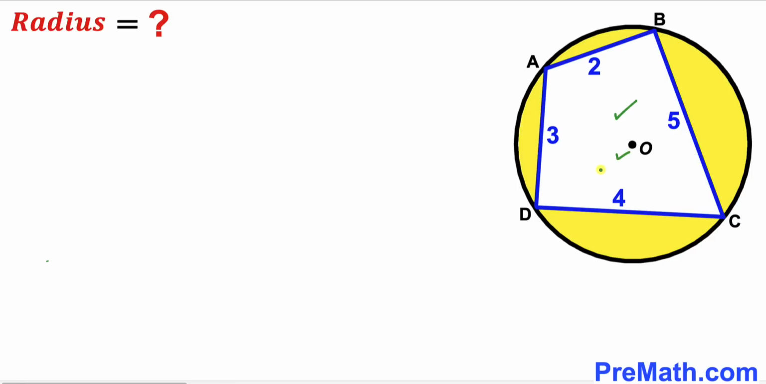In this video, we have this quadrilateral ABCD fully inscribed in a circle with center O, as you can see in the given diagram, such that the side length AB is 2 units, the side length AD is 3 units, the side length CD is 4 units, and finally the side length BC is 5 units. Our task is to find the radius of this circle.